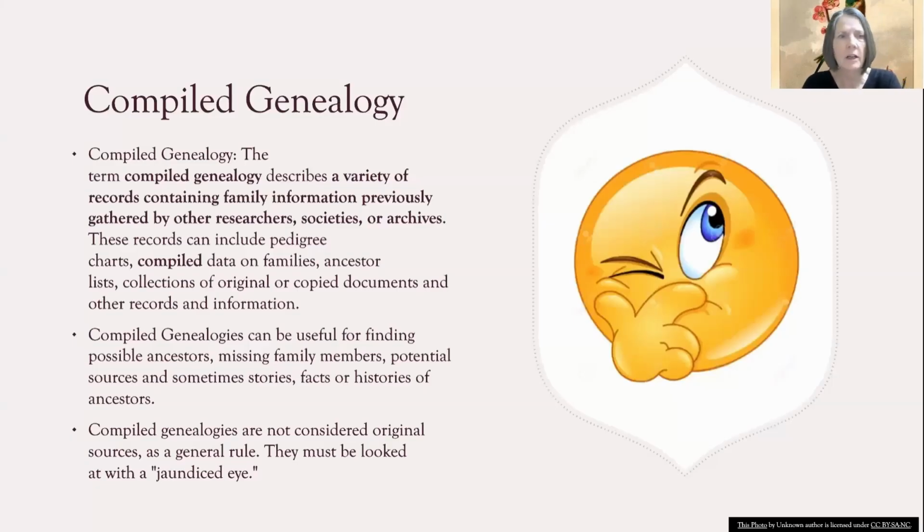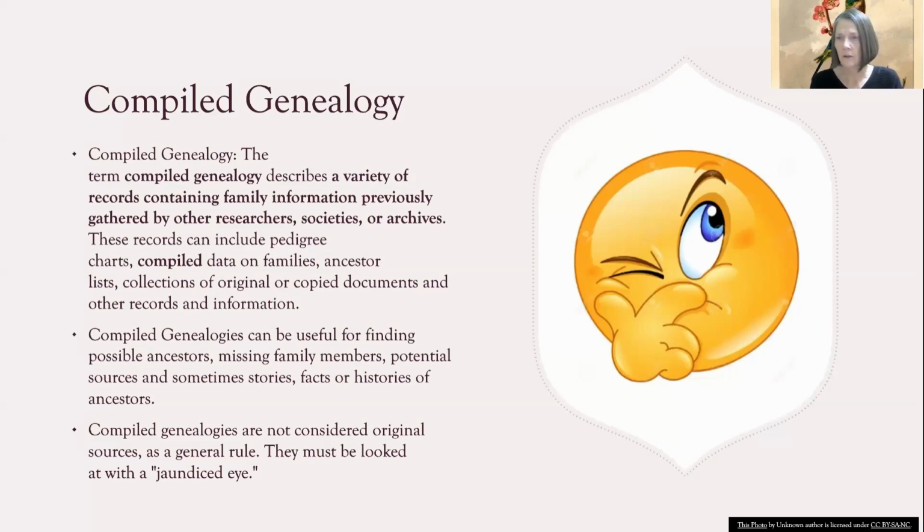So compiled genealogy is a term we use in genealogy for just a lot of different types of records, but they are not original records. They're records that contain information about families that other people have gathered over the years, sometimes over the centuries. So they can be very old or they can be very modern. And sometimes they're done by organizations, sometimes by individuals, sometimes by genealogical societies. Sometimes archives pull them together into their archives.